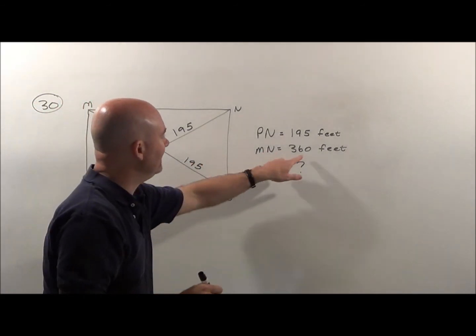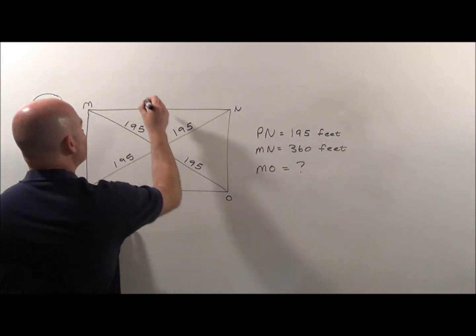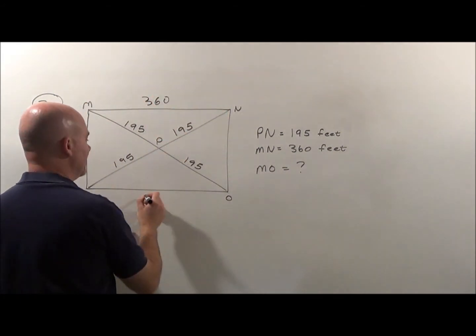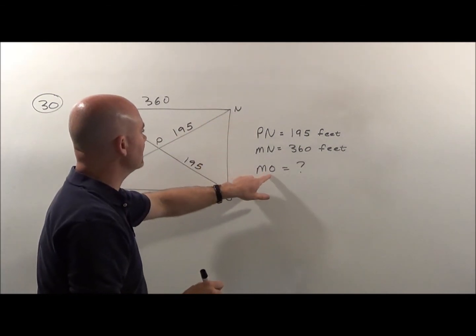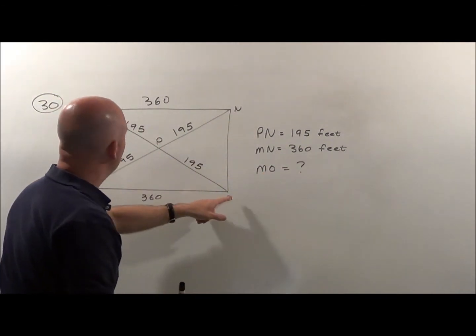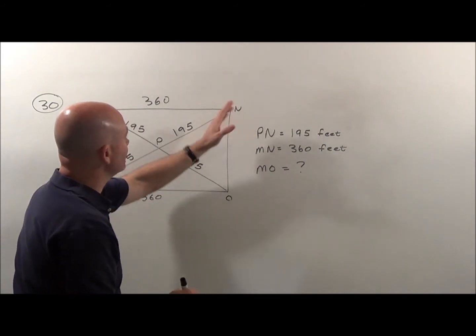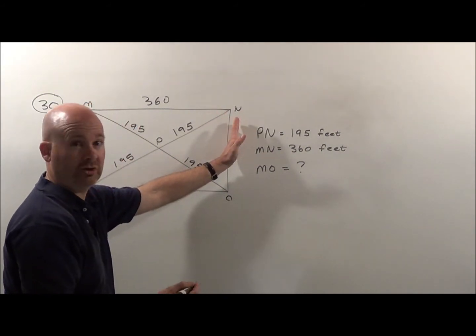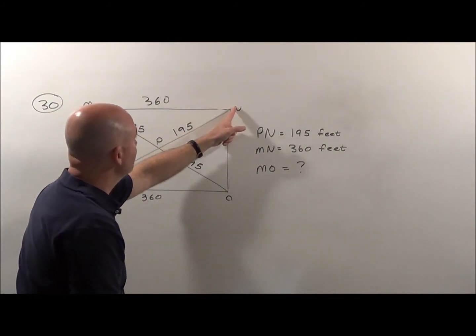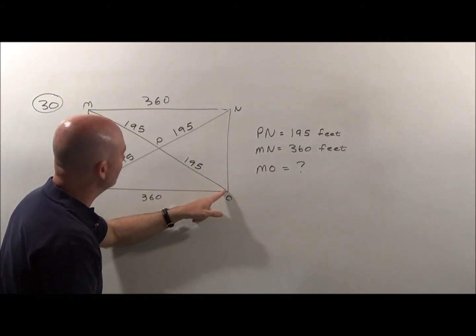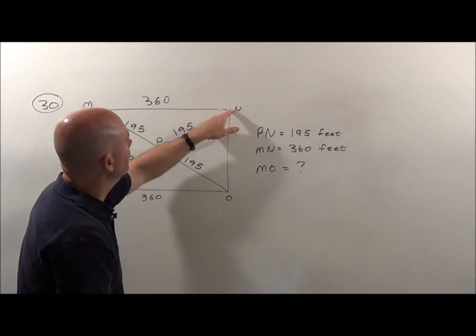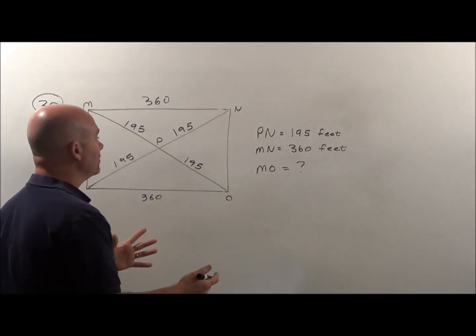Now, MN, M to N is 360, so if the top's 360, down here is 360. Maybe I want to find that. What does it ask me? It asks me M to O. I don't even have to try and find this. Now, I could find NO. That could have been a different problem where I would have used Pythagorean theorem, if there's one side, hypotenuse right here of 390, and use those values. But I don't even have to.